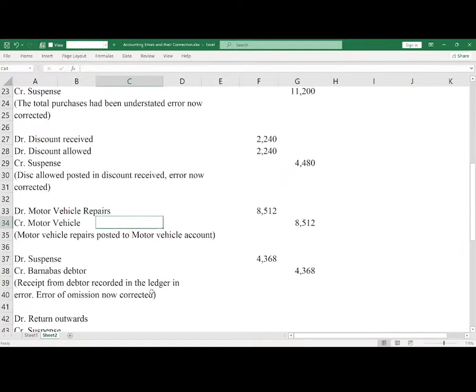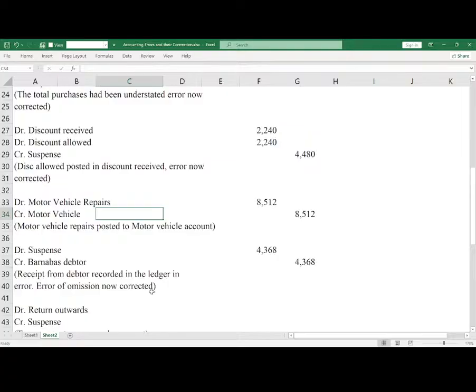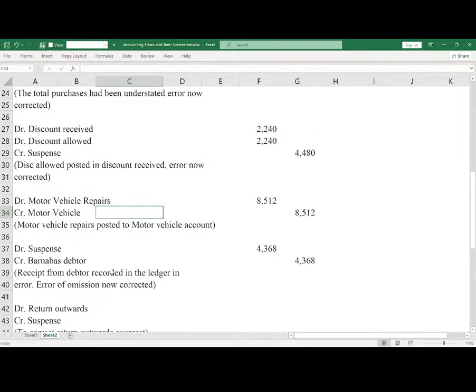So then number 4, we have a check of 4,068 received from Barnabas Goody. A debit had been made in the cash book and there was no other entry. So since it has been debited in the cash book, we are now going to debit the suspense account, as well as credit the Barnabas Goody account. Here we are saying that the receipt from the debtor was recorded in the ledger in error. So we have the error of omission now corrected. It was omitted since there was no other entry.